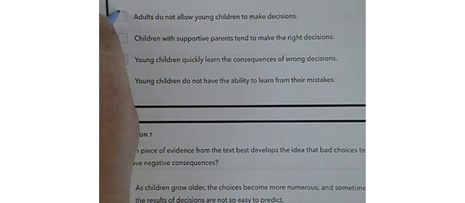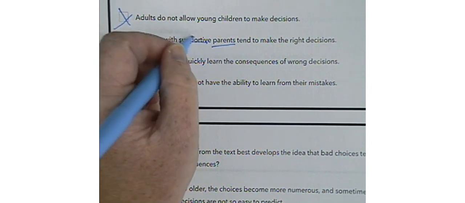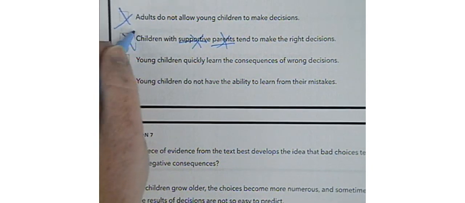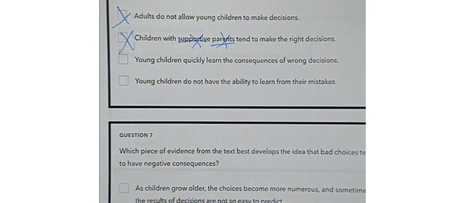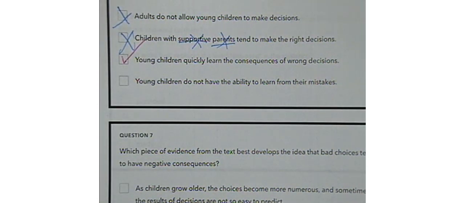All right, so which statement best supports the reasoning presented in paragraph 3? It is not about adults not allowing them to make decisions. It's not about children having supporting parents. Doesn't mention that at all. Does it mention that young children quickly learn the consequences? Yes, they quickly learn that if you play with fire, you're going to get burned.